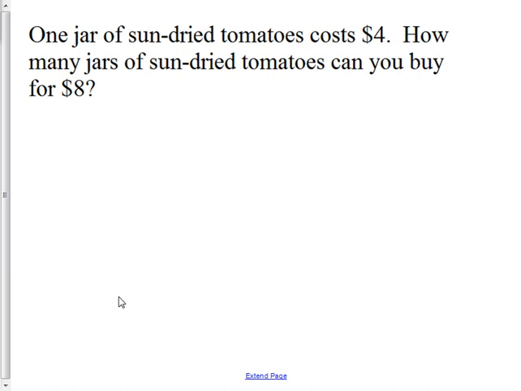Alright, so 1 jar of sun-dried tomatoes costs $4. Alright, this is key here. 1 jar is $4. So let's set up a proportion. So 1 jar, and let's go $4. Alright, so now you don't necessarily need the label here with these proportions. I just like to put them so that way I can keep track of what goes where.